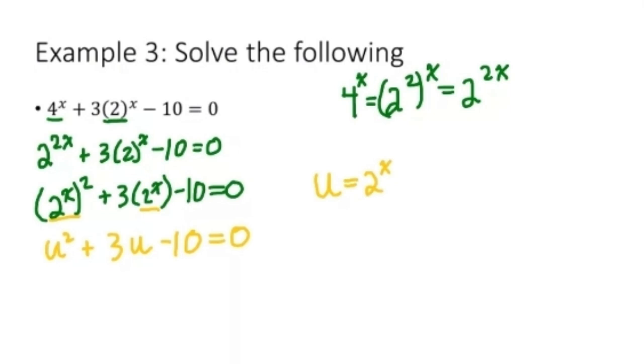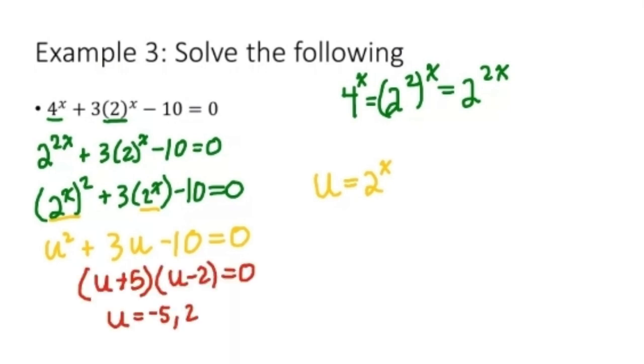Now we can factor our left-hand side to solve our new quadratic equation for u, and we get u plus 5 times u minus 2, which means u equals -5 or 2. But that's just the value of u. Remember, we were trying to solve for x, and u was 2 to the x. So from our work, 2 to the x is equal to -5, or 2 to the x equals 2.